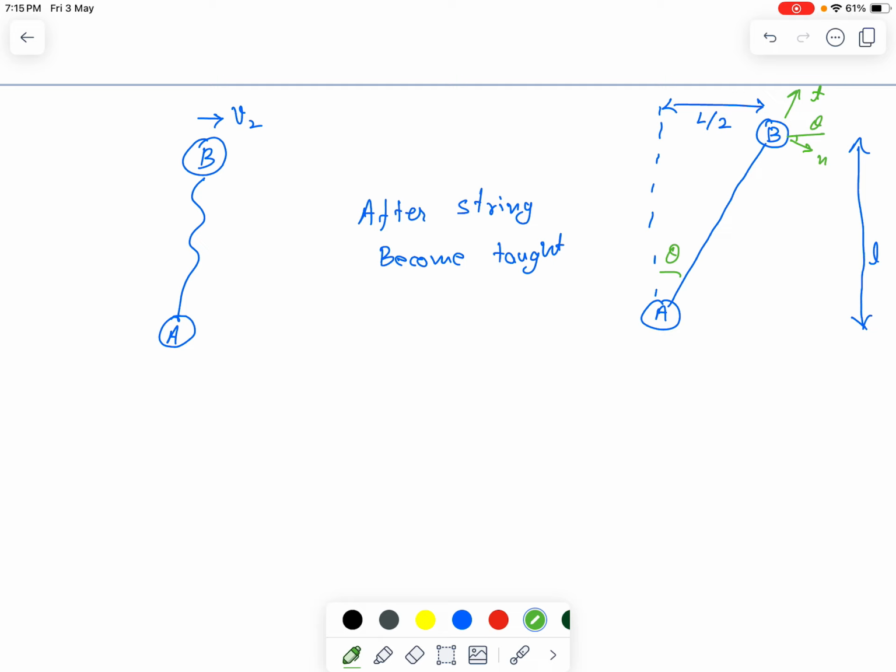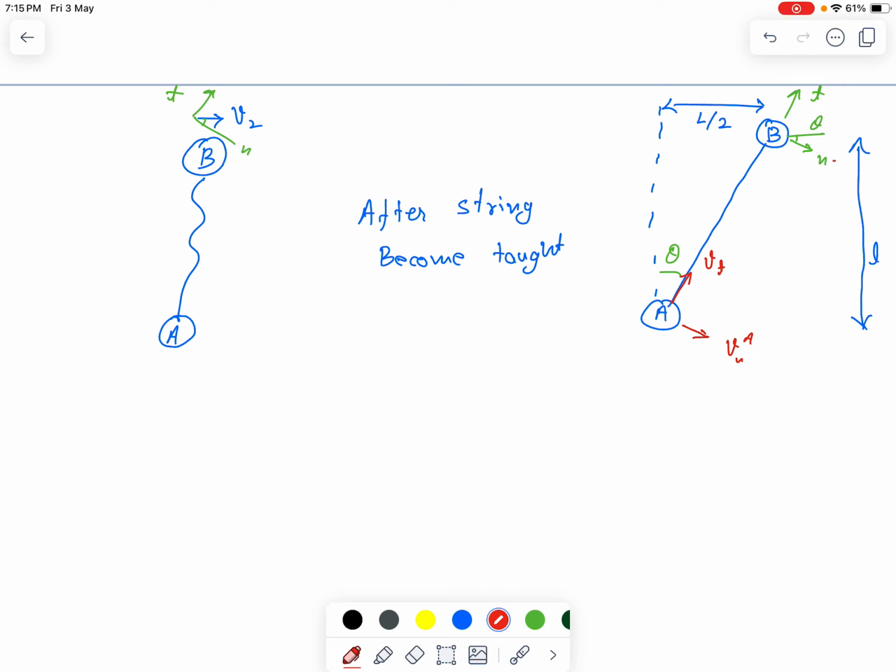So here, in the case of velocity v2, this is the n direction and this is the t direction. So n is perpendicular to the taut string, and t is in the direction of the string. So A would be having a velocity in the tangential direction and Vn of A.